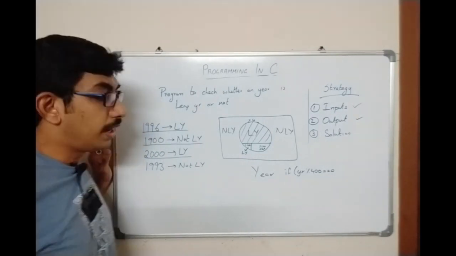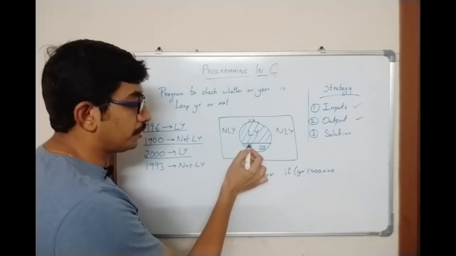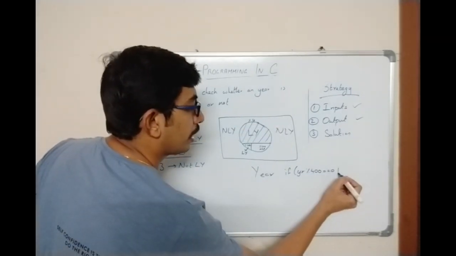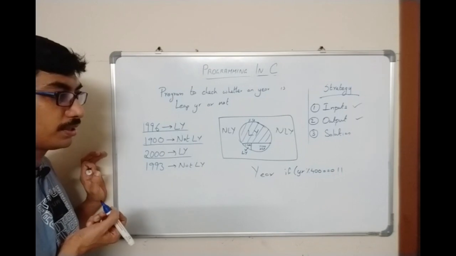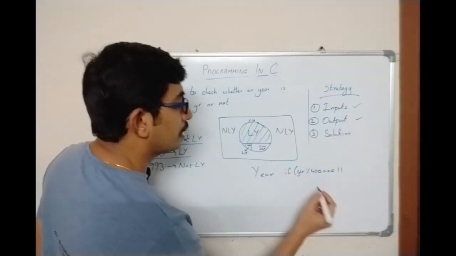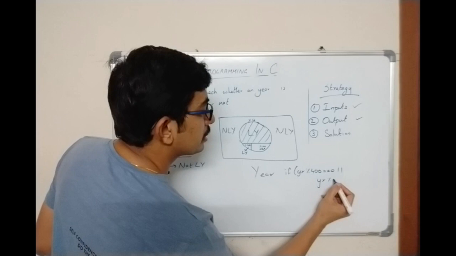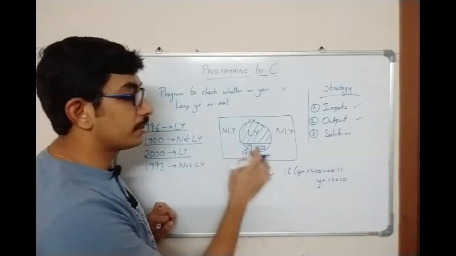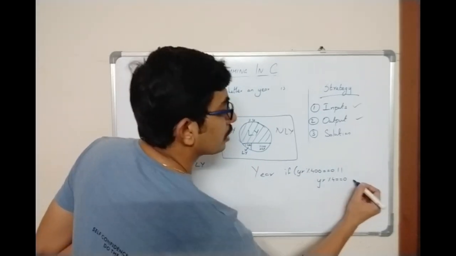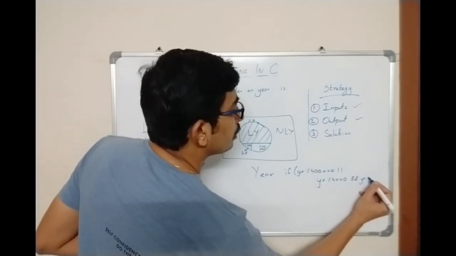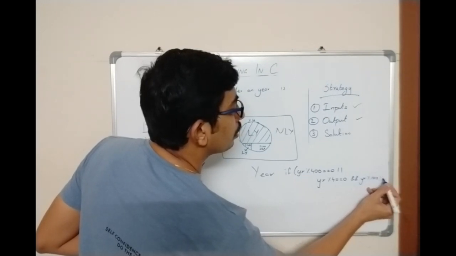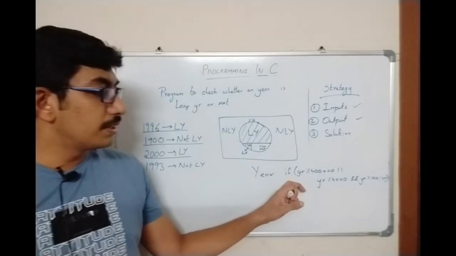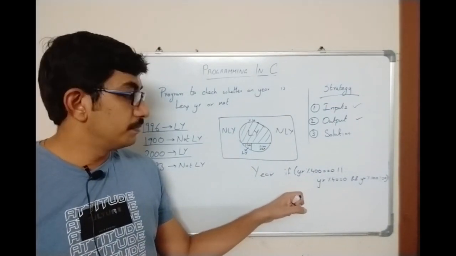So you are having two conditions. One, your year can be divisible by 400, or the year should lie in this area. So either year should be divisible by 400, or what is the next condition? Or year should be divisible by 4 and it should not be divisible by 100. So year mod 4 should be equal to 0 and year mod 100 should not be equal to 0. So this will be the condition for checking whether a year is leap year or not.